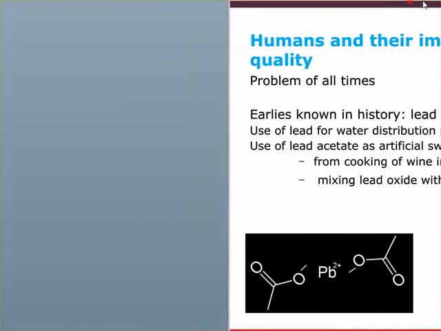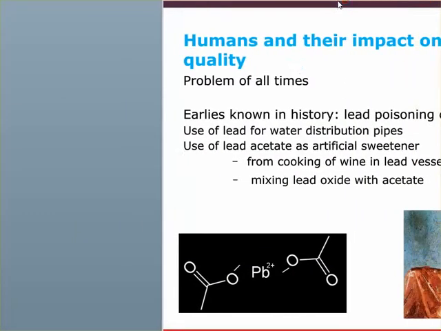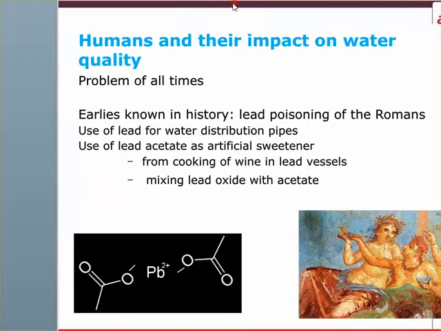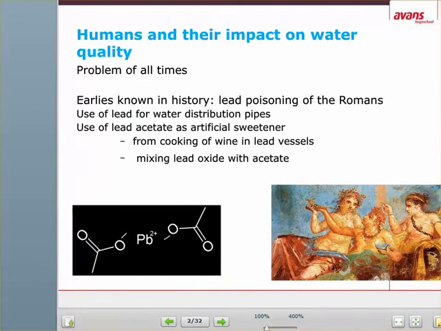The impact of humans on water and water quality has been very big throughout history. The earliest known in history was the Romans, who used lead pipes to distribute their water through the city. Also, they used lead acetate as a sweetener. They added it to their wine to make it sweeter, for example. And this led to contamination and to lead poisoning.